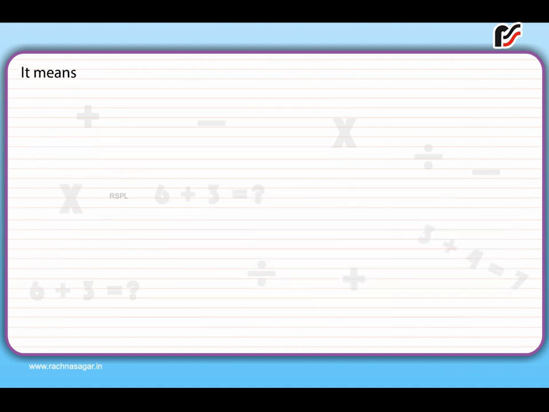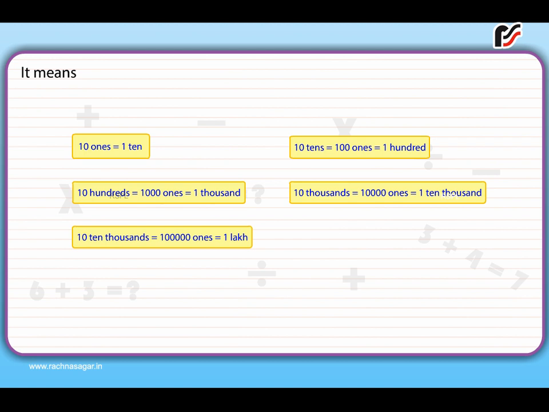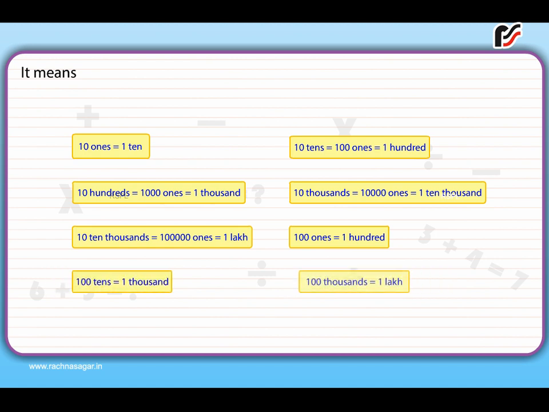It means 10 ones is equal to 10, 10 tens is equal to 1 hundred, which is 100 ones, 10 hundreds is equal to 1 thousand, which is 1,000 ones. 10 thousands is equal to 1 10,000, which is 10,000 ones. 10 10,000s is equal to 1 lakh, which is 1 lakh ones. 10 tens is equal to 100, 100 tens is equal to 1,000, and 100 thousands is equal to 1 lakh.